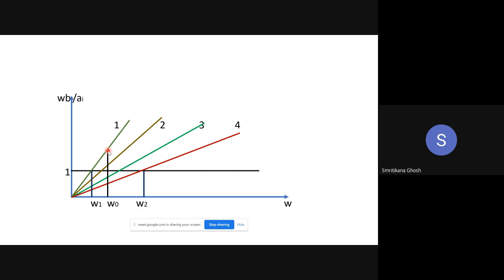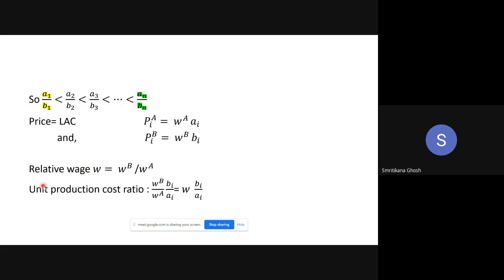So what does it mean? If I can explain the meaning of that, then we can find out the pattern of trade easily. Look, this is what we are measuring on the vertical axis: W into BI by AI, or the unit labor cost of country B divided by the unit labor cost of country A. And in the diagram, this value is greater than 1. So if this is greater than 1, that means WB into B1 is greater than WA into A1.